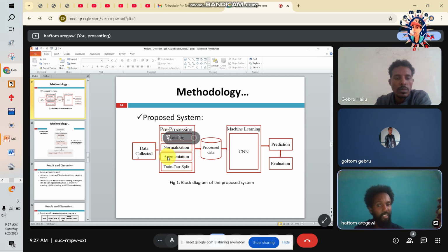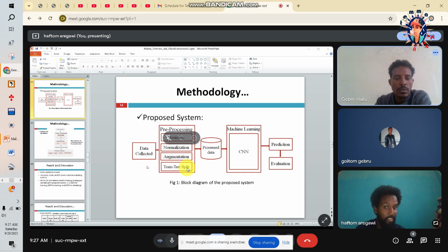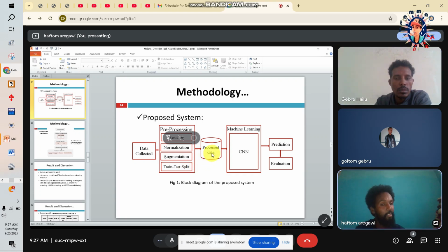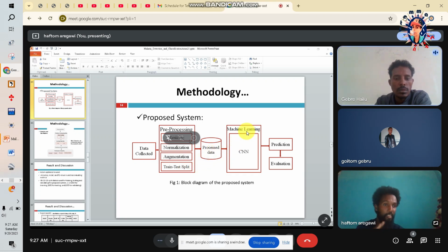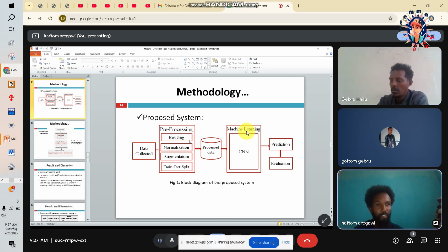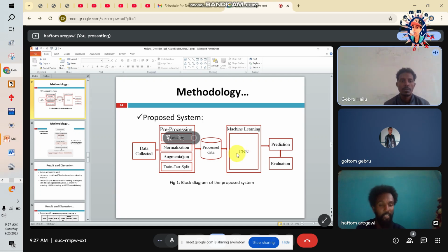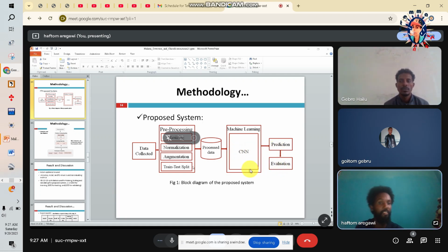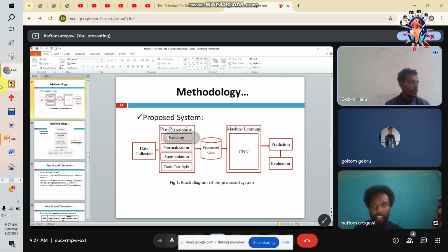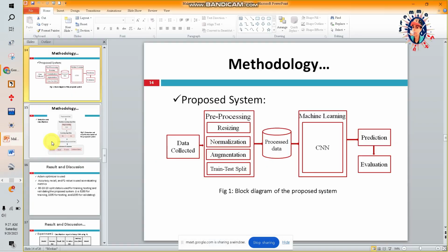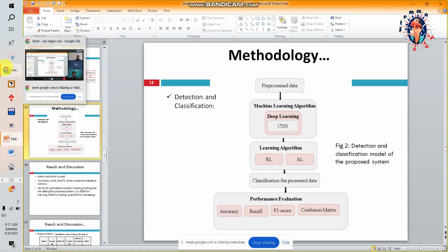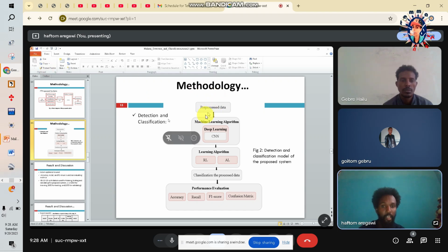After data is collected, resizing, normalization, and augmentation are applied, then the processed data is fed to the main model that we have selected based on the data, a convolutional neural network. The model within this one, machine learning, we have developed.